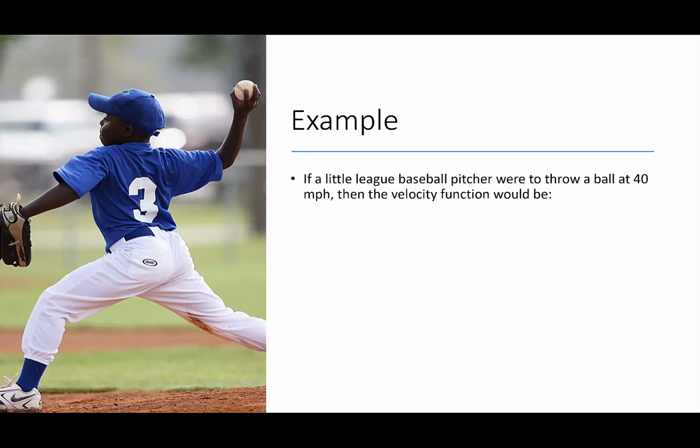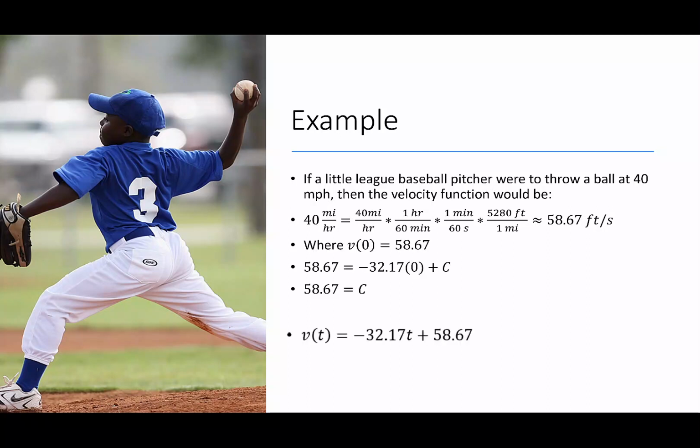If a Little League Baseball pitcher were to throw a ball at 40 miles per hour, then we can find the velocity function by first converting 40 miles per hour into feet per second. This time we get 58.67 feet per second. That becomes v of 0, which tells us that our constant of integration is 58.67.